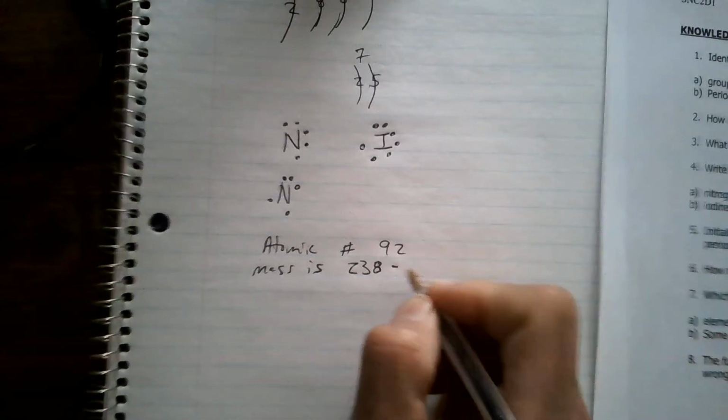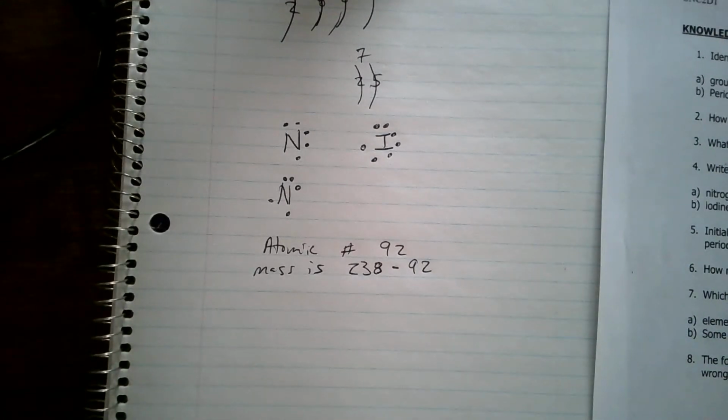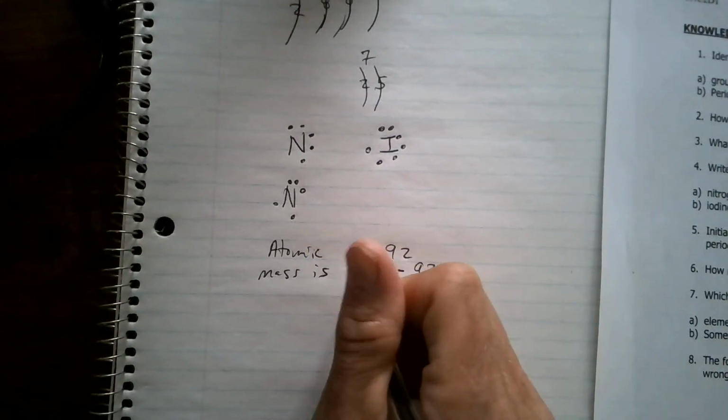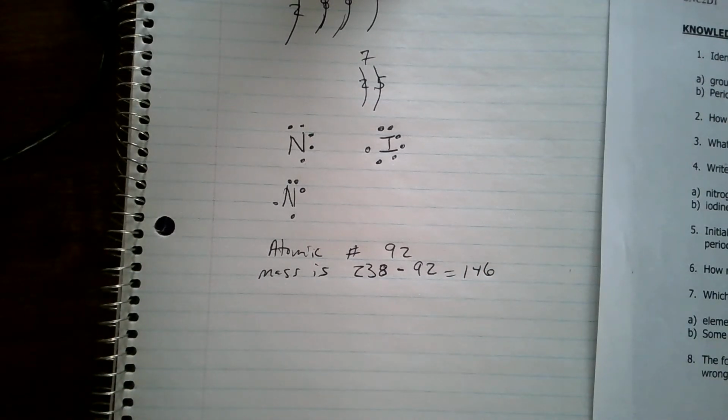Okay, so you're going to take 238 and you're going to subtract 92. Remember, the rule is the mass, because the mass is the nucleus, that's where all the mass is, and the nucleus holds the protons and the neutrons. So we have to subtract how many protons there are to figure out how many neutrons are left over. So that's 238, subtract 92, and you're going to get 146. That's how many neutrons would be left in the nucleus.